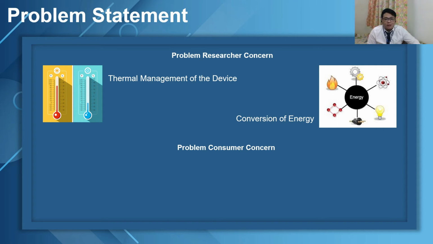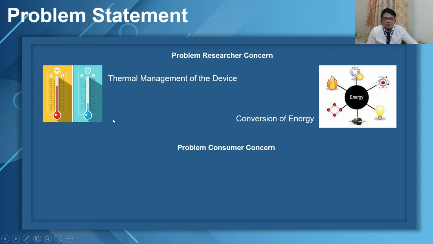The next problem that researchers are concerned about is the conversion of energy, which is converting the energy from the battery pack to drive the motor. The device that does this job is the inverter, which sits in between the battery and the motor to drive the vehicle. So the inverter needs to have a very high efficiency of energy conversion in order to prevent too much power loss.